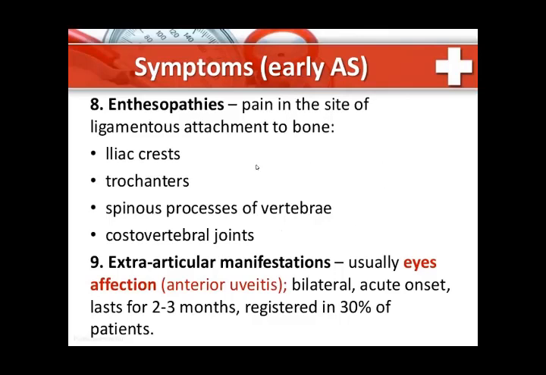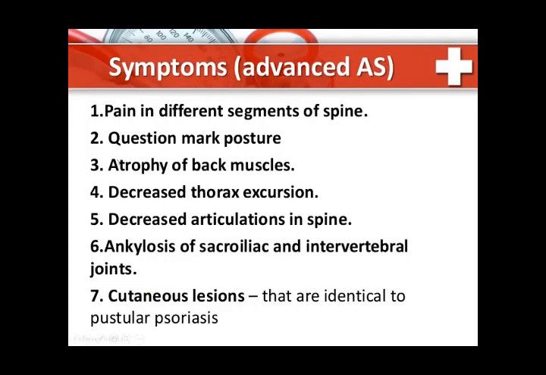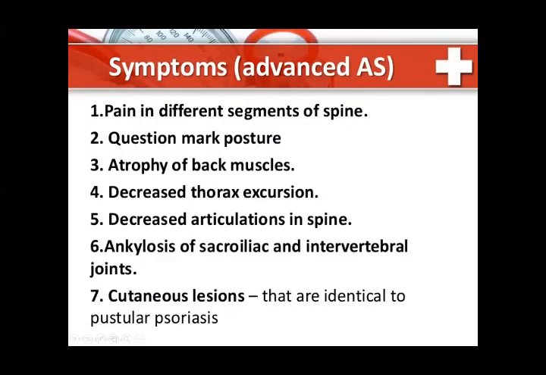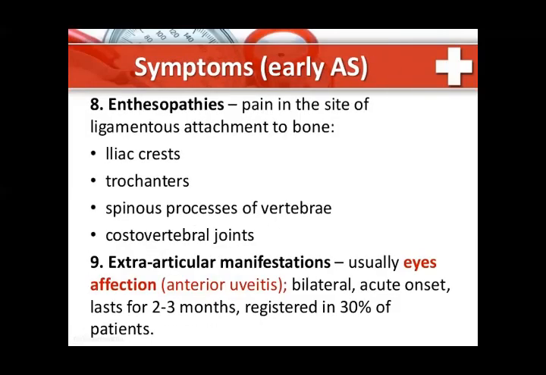Another pathological process is enthesopathy. These are the painful sites where ligaments attach to the bone, especially the iliac crest and the trochanter, the spinous processes of the vertebrae, and the costovertebral joints. Especially the Achilles tendon and plantar fasciitis. Enthesopathy is the inflammatory process leading to inflammation of the ligaments attached to the bones. So the major sites are the sacroiliac joints, the trochanters, the spinous processes of the vertebrae, and the costovertebral joints. Also the Achilles tendon, which is the biggest tendon in the body, Achilles tendonitis and plantar fasciitis.